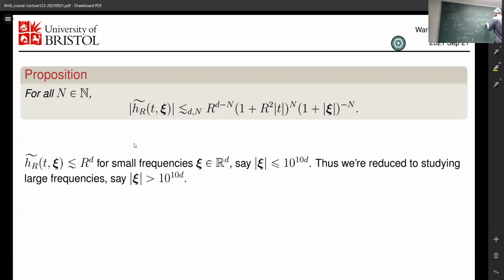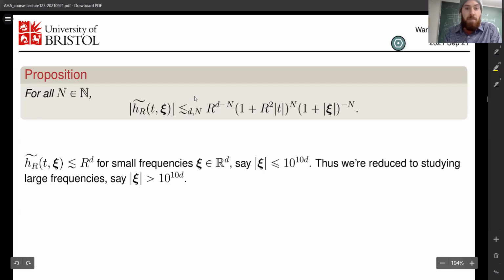So this is actually R to the D. When C is small, you see that this bound comes out. And that's C any finite number, really. It just changes the implicit constant that I haven't written down in here.